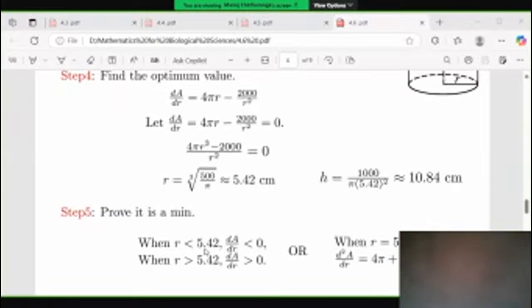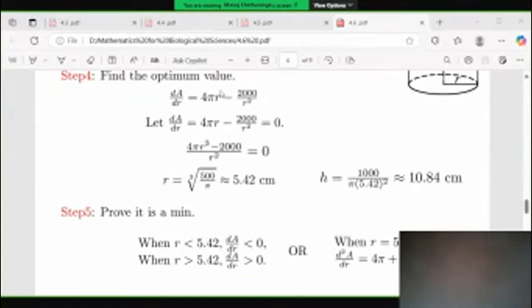If r is below this number, for a smaller r value, let's say r equals 1. If r equals 1, this is like 4 pi minus 2000. Pi is 3 point something. So 4 pi means 12 point something. 12 point something minus 2000 is a negative number. So for small r values, derivative is negative.